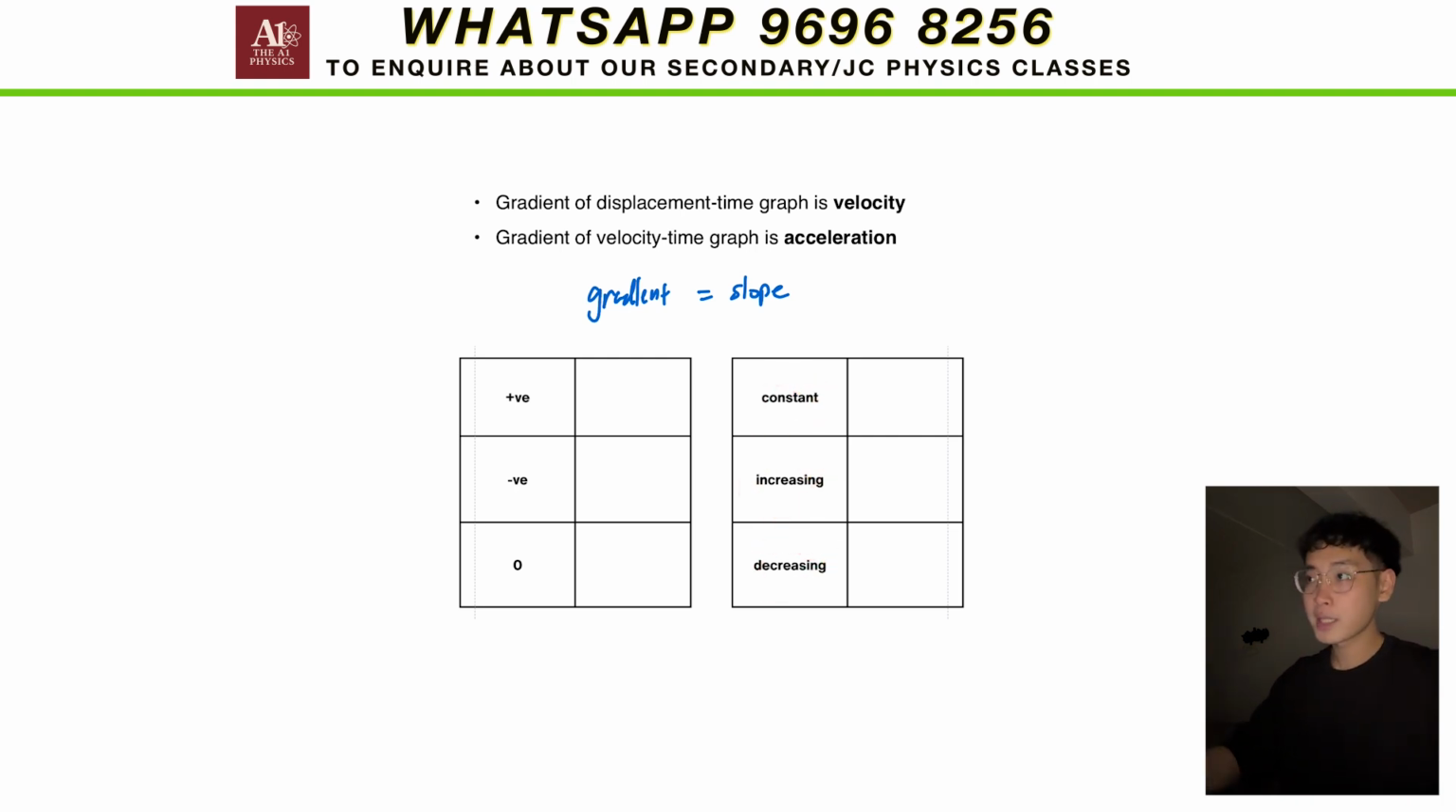Right, positive gradient basically means that the graph is sloping upwards. Negative gradient means that the graph is sloping downwards. If it's a zero gradient, it means that it is a horizontal line, right? That's for the positive and negative part.